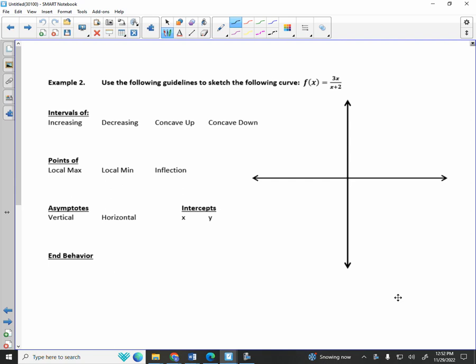Five, four, three, two, one. Okay, what can you tell me about it? Anything. Tell me something. Very good. There is a vertical asymptote at x is equal to -2.